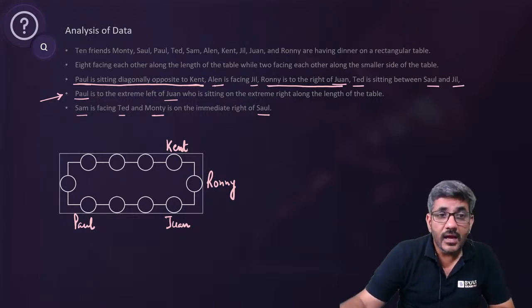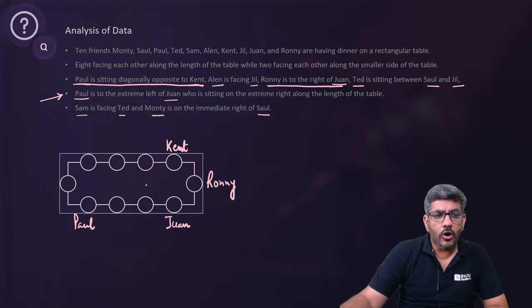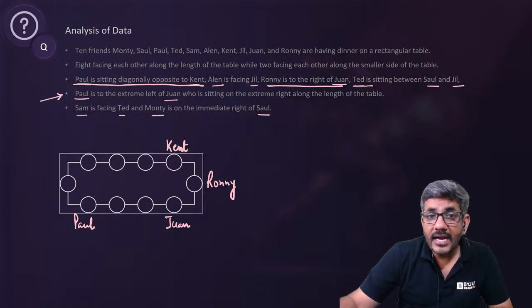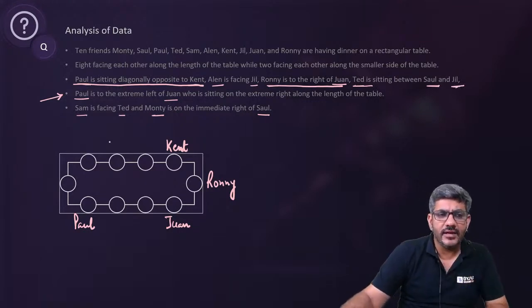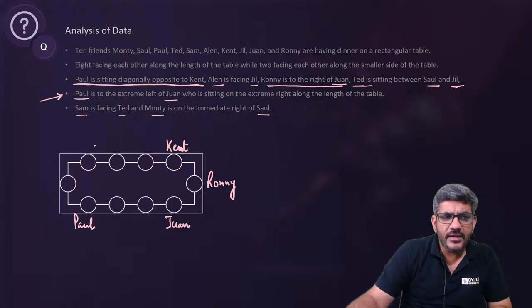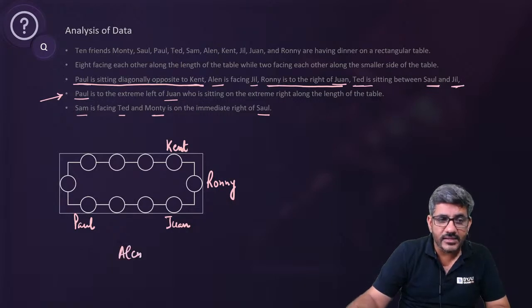What next? Ellen is facing Jill. If Ellen is facing Jill, either they are at these two positions or they are at these two positions, right? But currently we can't say. Move ahead. Ted is sitting between Saul and Jill. कहां पर आ सकते हैं ये? Ted is between Saul and Jill. They can be here, right? They can be here. But the point is, Jill तो पक्का यहीं पर है फिर, because अगर Ted is sitting between Saul and Jill, they can't be here. So Jill is definitely there. That means Ellen is definitely on this side.